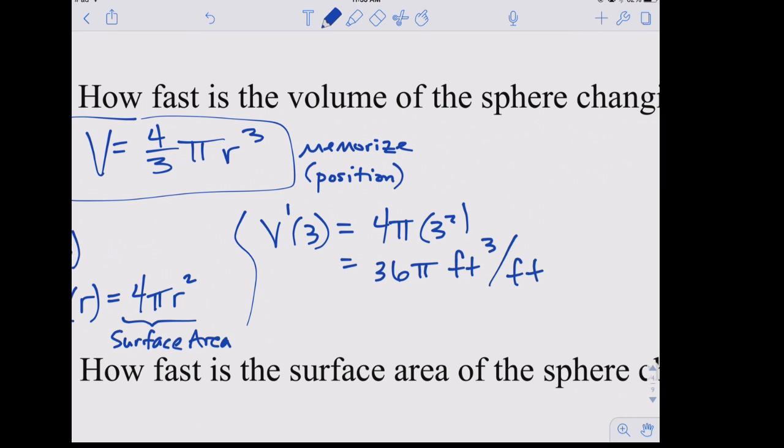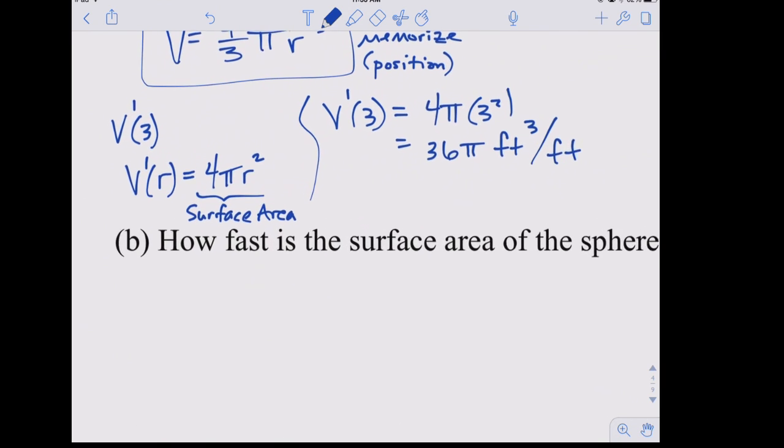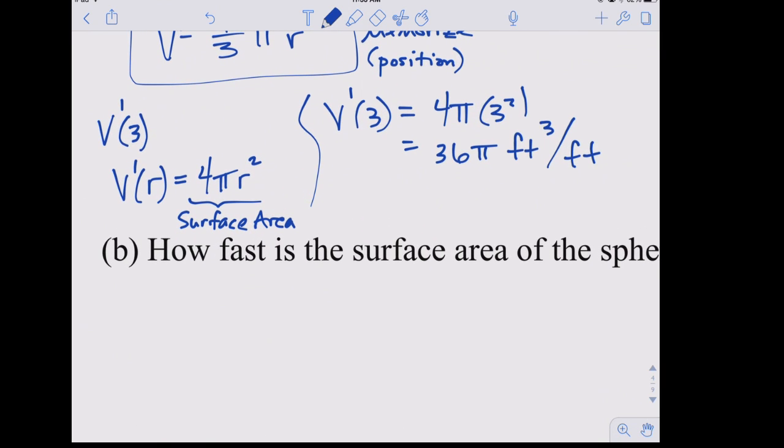Increasing by 36 pi cubic feet per foot. Okay? So if you divided out the units there, you would kind of lose the context of the rate of change. How fast is the surface area of the sphere changing at that moment? Well, the surface area is going to end up being V double prime of R, yeah? Because if I told you V prime of R is the surface area, V double prime of R would be the rate of change of the surface area, which by the power rule is 8 pi R.